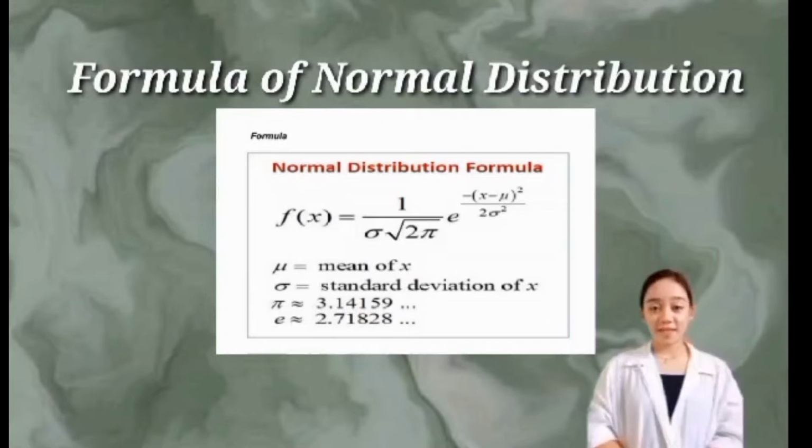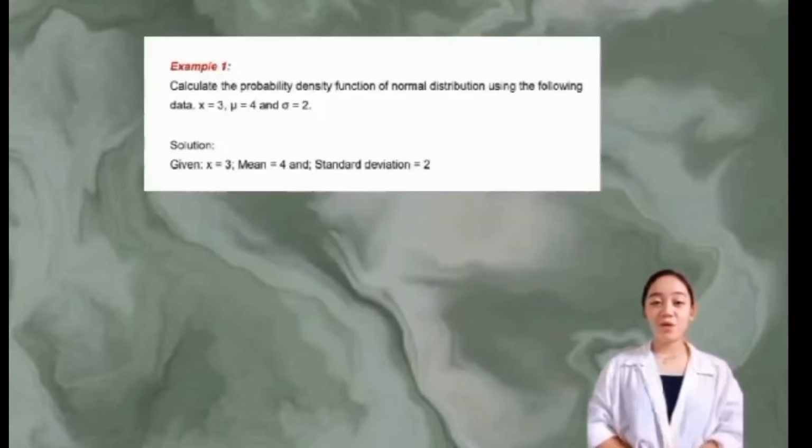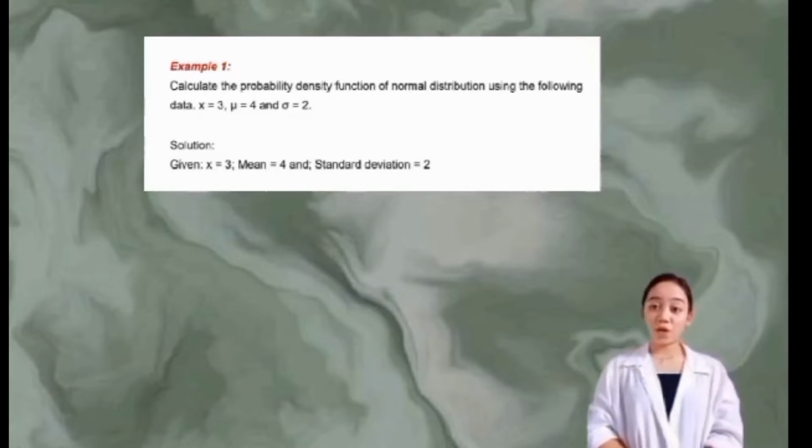To further understand the formula, let us apply it using some examples. Example number 1. Calculate the probability density function of the normal distribution using the following data. Random variable x is equal to 3, mean mu is equal to 4, and standard deviation sigma is equal to 2.